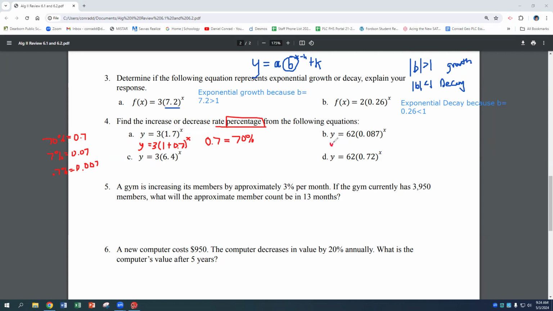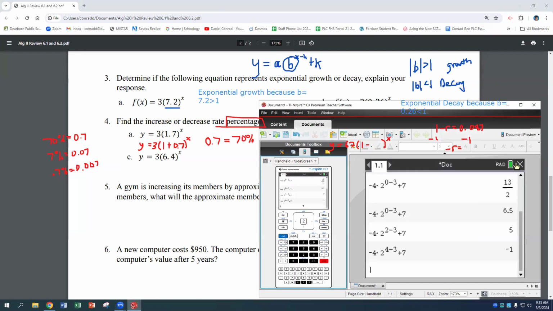Okay, B. This one's a little trickier because this is exponential decay. Again, we know it's decay because the absolute value of b is less than 1. I'm going to split the growth factor up into 1 minus r, something to the x. If we want to figure that out, 1 minus r equals 0.087. So if I subtract 1 from both sides, I get negative r equals, and then we could use our calculator if we want to or need to. So we would do 0.087 minus 1.